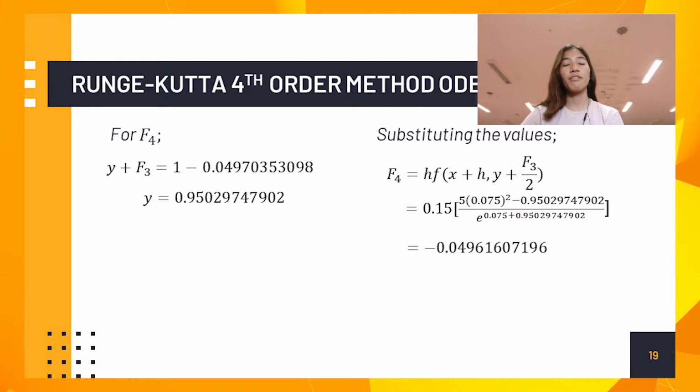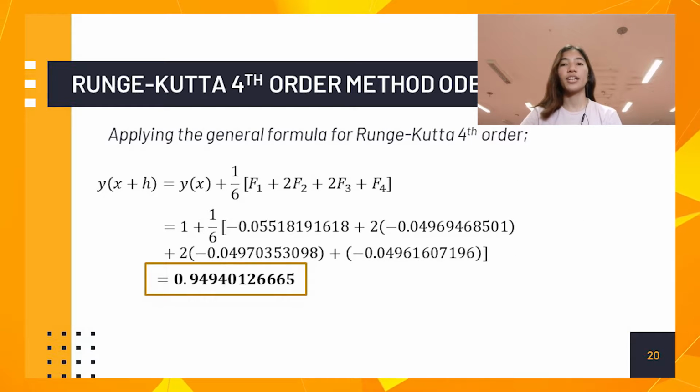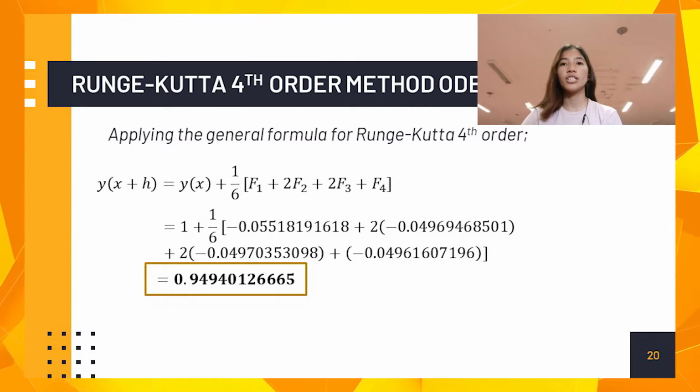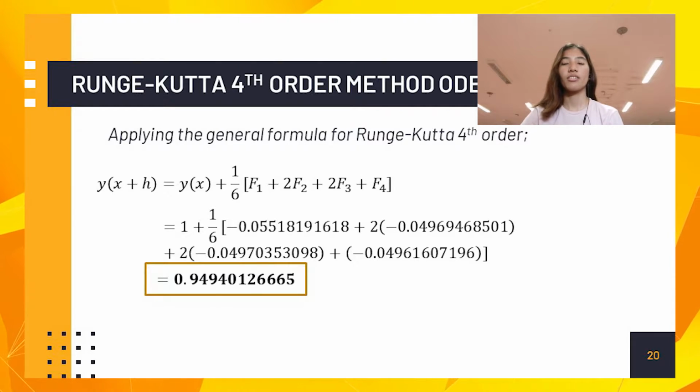Now that values of f1, f2, f3, and f4 are solved, we can finally use the general formula for Runge-Kutta fourth order method, which results to 0.94940126665. Therefore, the correct answer in question number 2 is letter B.